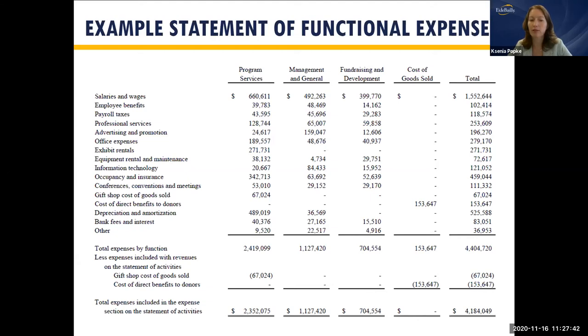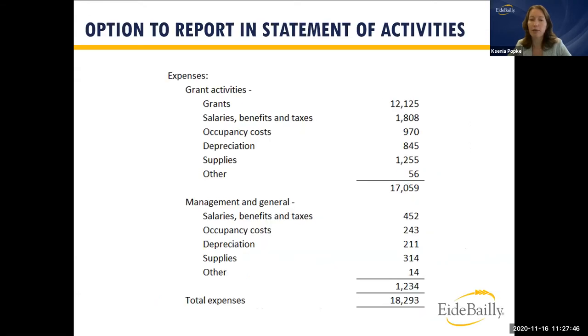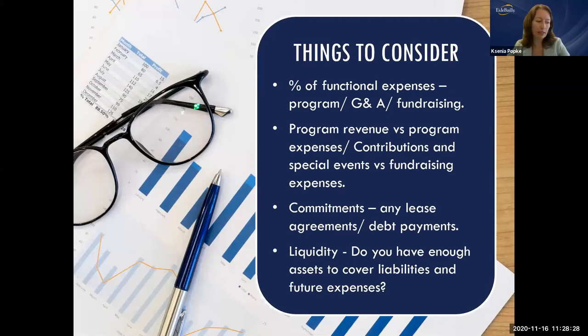The information can also be presented in the footnotes, or on the next slide, there is an example of a smaller not-for-profit presenting the breakout straight on the face of the statement of activities under the expense category, but breaking it out between grant activities, management and general. One thing to point out here, yes, this presentation actually is considered applicable under GAAP. I think one maybe shortfall of this presentation is you would have to calculate on your own what is the total depreciation of the organization, what are the total occupancy costs, because there are no subtotals on this statement. So things to consider when discussing expenses are: what's the percentage of functional expenses, meaning what is the total percentage of your program expenses as a percentage of total expenses?